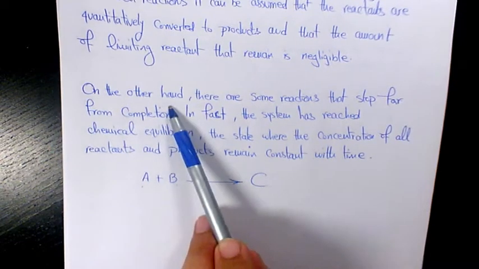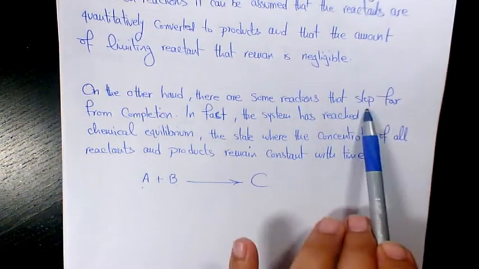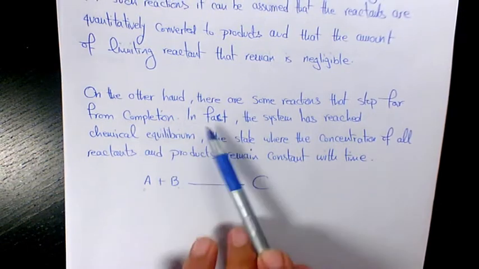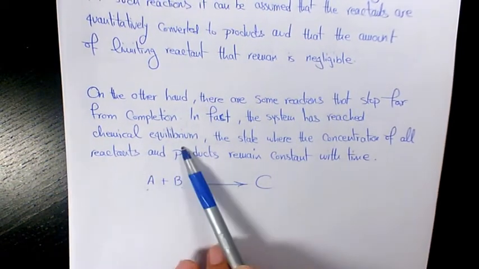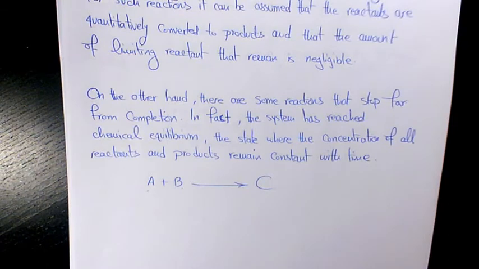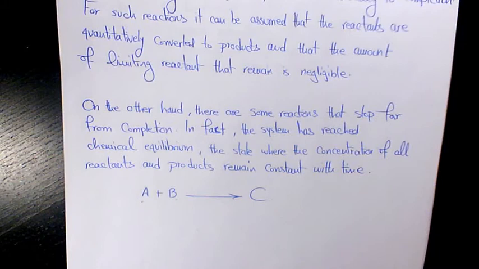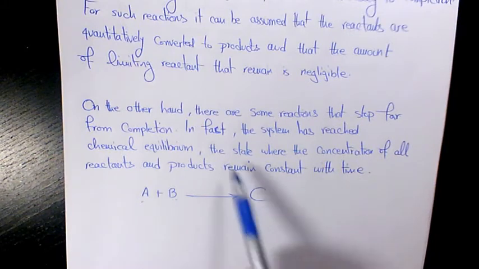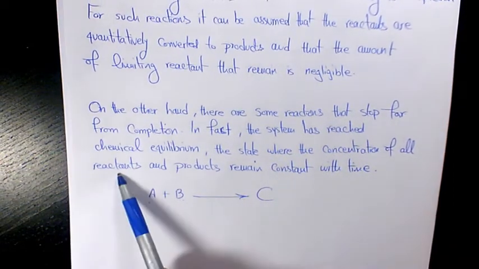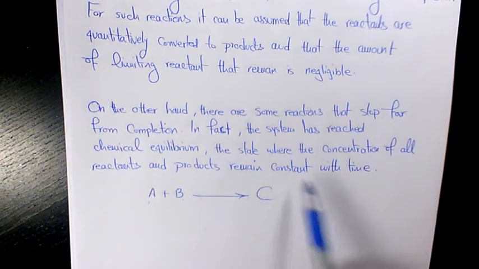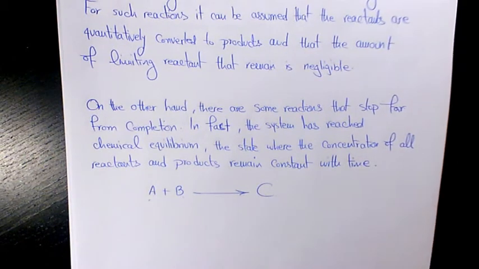On the other hand, there are some other reactions that stop far from completion. In fact, the system has reached chemical equilibrium. So it means that before the reactant is consumed completely, we reach a point that we call chemical equilibrium, the state where the concentration of all reactants and products remain constant with time. So as soon as we reach chemical equilibrium, the concentration of all reactants and all products is going to be constant.